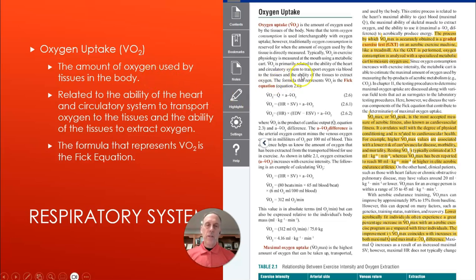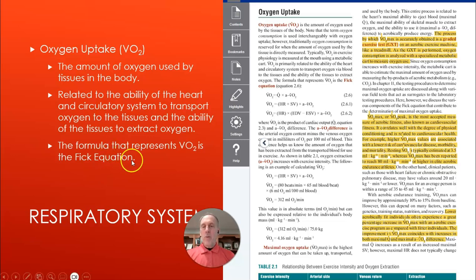And you're going to have to look at some of these equations here and just kind of memorize them. It's really related to the ability of the heart and circulatory system to transport oxygen to the tissues at 100 partial pressure, PO2, and then be able to offload to the muscles. And the body itself gets really good and efficient at pulling the oxygen off, especially when you've trained for it.